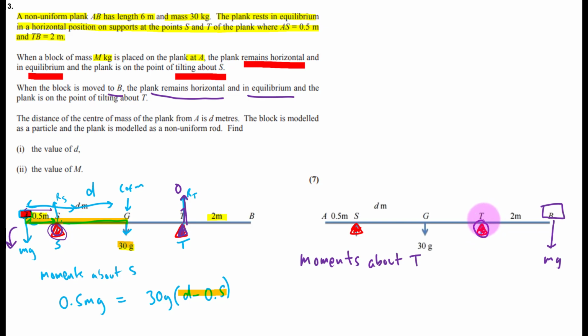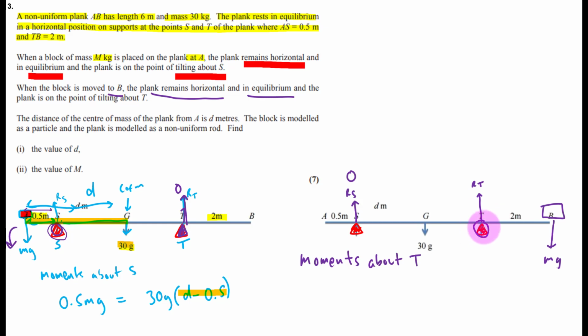So if it's the point of tilting about T, even though you have a reaction at T and a possible reaction at S, remember, this is on the point of tilting, so there's nothing acting on this. This is about to go up into the air. So you can take that, that's going to be zero. Now, you could arguably do this question by taking moments about A and moments about B and including the reactions here, but you've just got to work out so much more. Best to take the moments about T, because then you're taking one less variable out of the question.